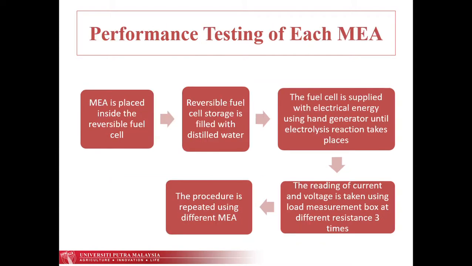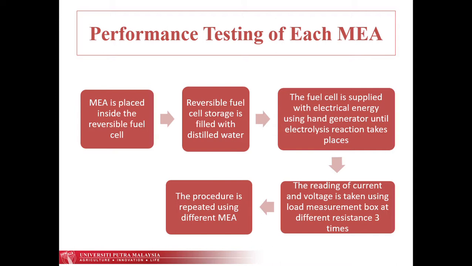The last one is the performance testing of each MEA on reversible fuel cell. First, the MEA is placed inside the reversible fuel cell. The reversible fuel cell storage is then filled with distilled water. The fuel cell is then supplied with electrical energy using a hand generator until the electrolysis reaction takes place. The measurement of the current and voltage is taken using a load measurement box at different resistance 3 times. This is to reduce the measurement error, the reading error.